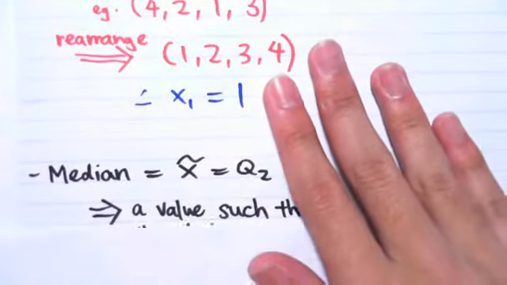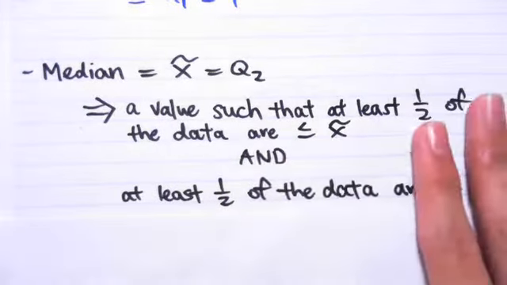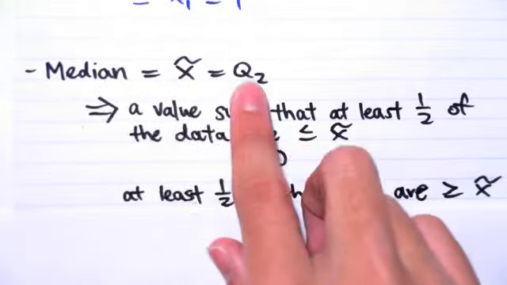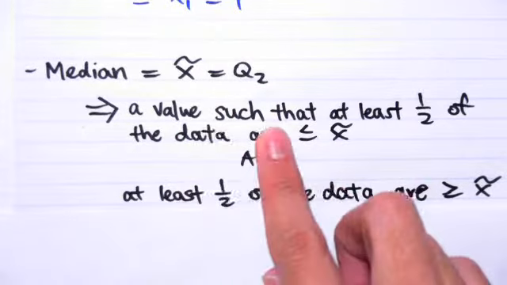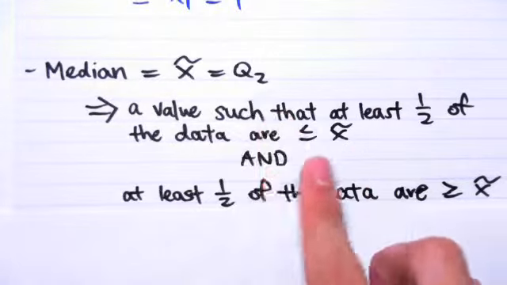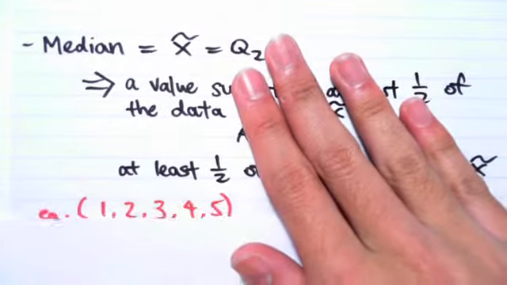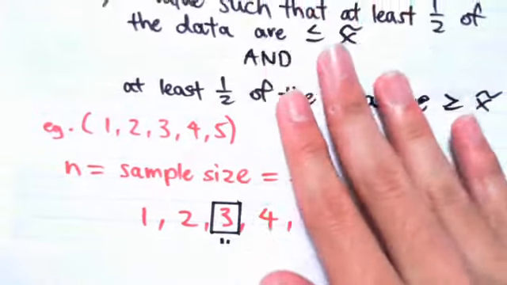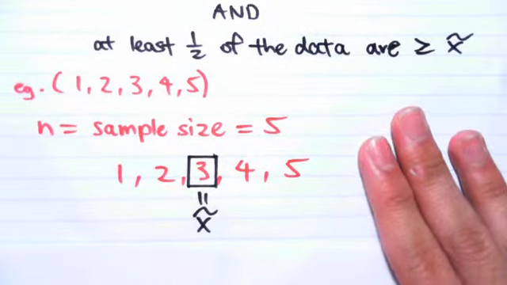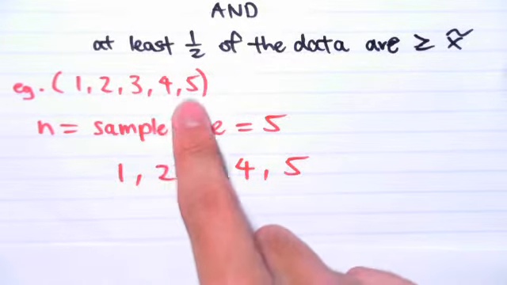The next number we'll go through is the median. The median, x squiggle, which some people call q2, is a value such that at least half of the data are less than or equal to x squiggle, and at least half of the data are greater than or equal to x squiggle. One way to really understand this is to look at an example. Let's say we had a different sample set of 1, 2, 3, 4, and 5. Our sample size here is 5 because we're given only 5 numbers.